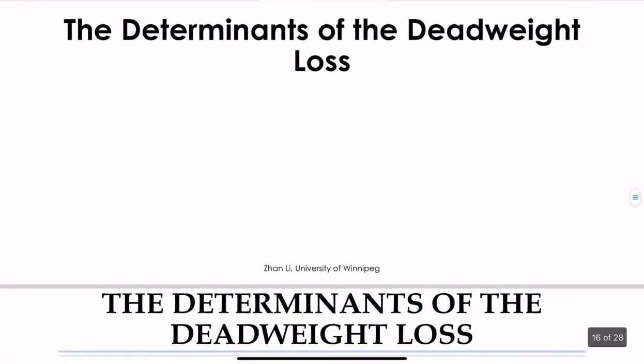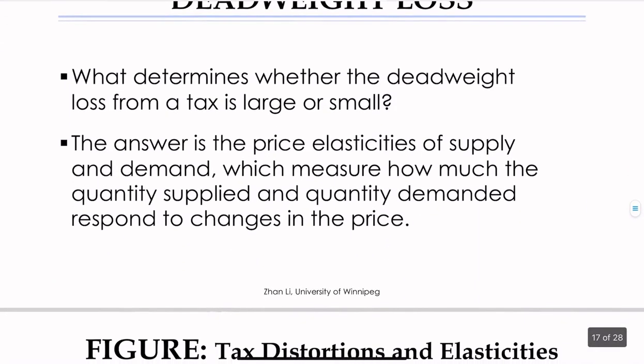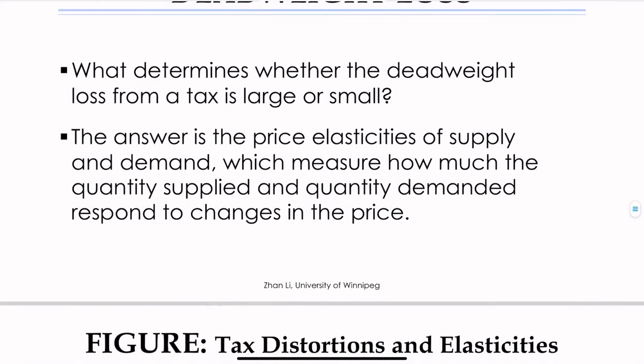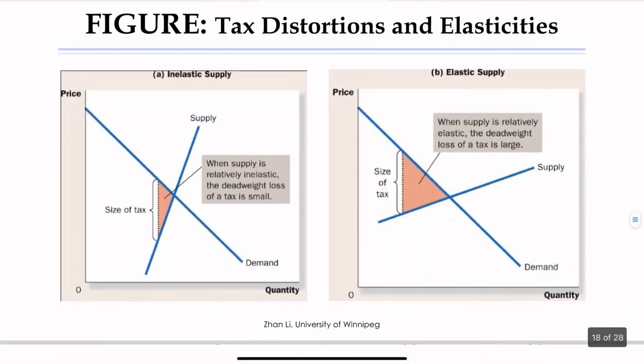Okay, now let's talk about the last topic of this chapter, which is how the size of deadweight loss is determined and how the tax revenue will change when you change the size of the tax. So, what's the answer to the question: what determines the size of the deadweight loss? The answer is elasticities. So let's just see these examples and they will clearly show you how this result holds.